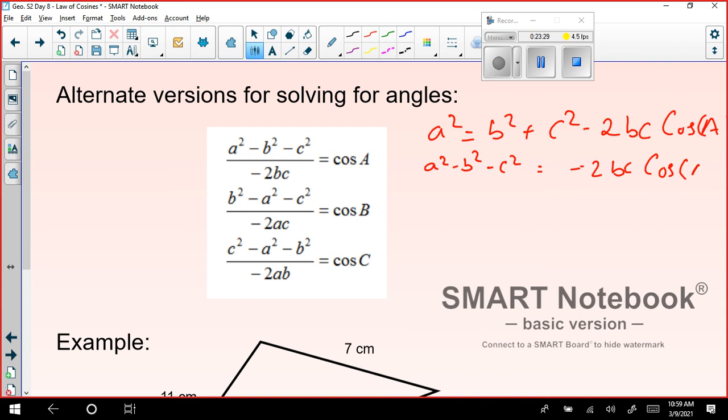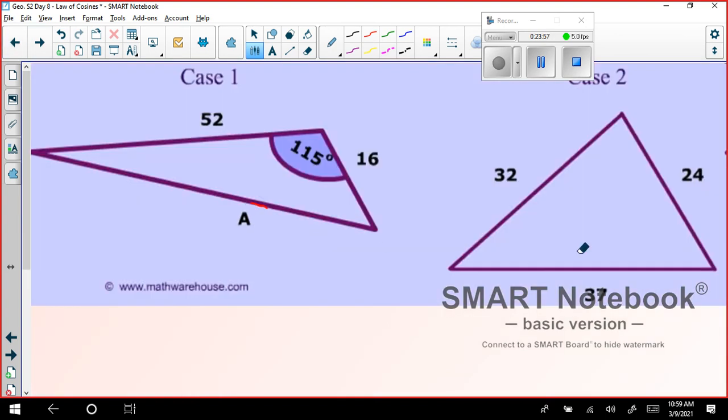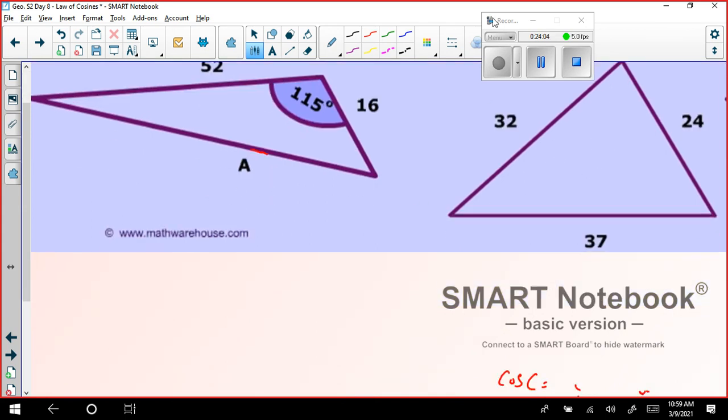Now divide by negative 2bc on both sides. You'll have a square minus b square minus c square, divided by negative 2bc, equals cos A. So this is a rearranged form of the law of cosines itself. Same way I can rearrange the second one and the third one. Whenever only the sides of the triangle are given, it will be useful to use these. In this particular problem, they have given only the sides, so I can use that. First, let me solve case 2, then I'll come back to case 1, because we just saw that.